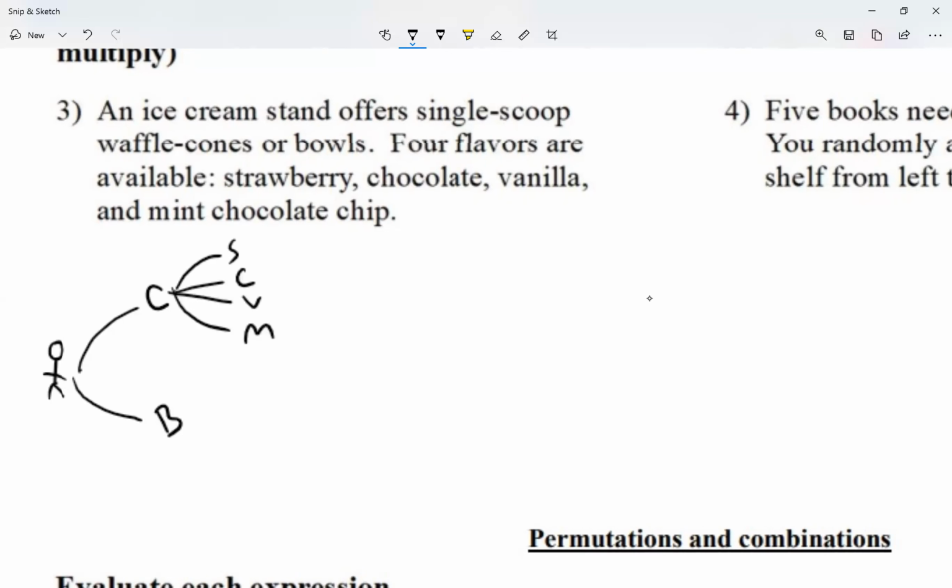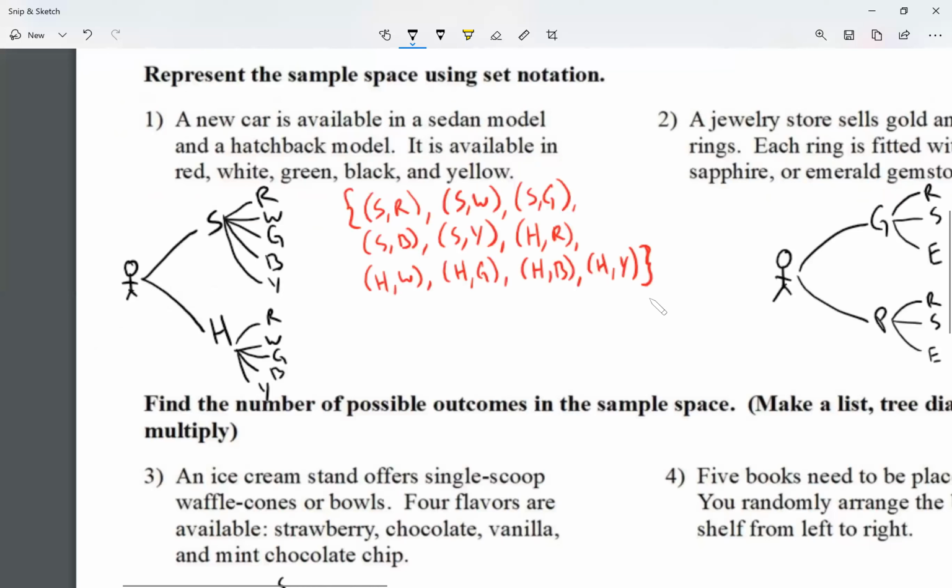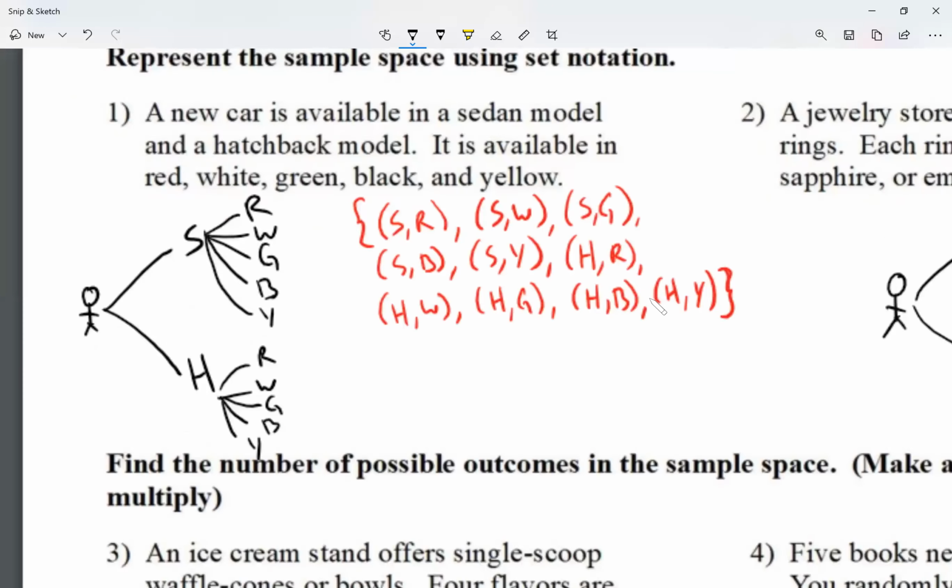And if I say bowl, they're still gonna ask me, do you want strawberry? Do you want chocolate? Do you want vanilla? Do you want mint chocolate chip? I can count how many choices I have at the end. I can make a list, kind of like how we did for number 1 and 2. Remember how in black I will do a tree diagram, in red that's my list. I can count how many choices are there.